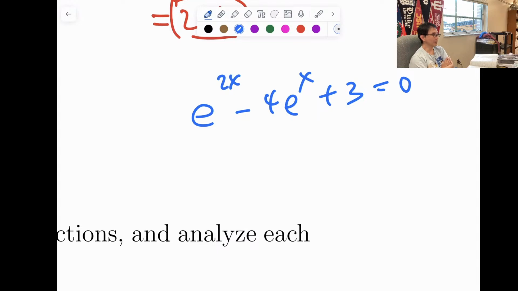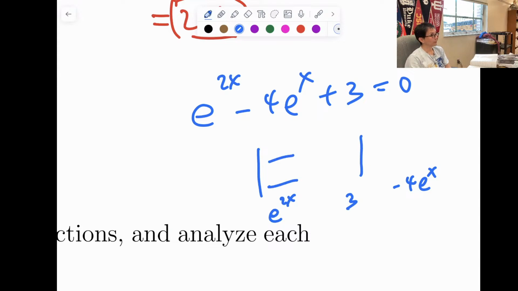So the thing is, sometimes you have e to the 2x and there's a 3 and there's a 4e to the x. Do you see that? What needs to be here? E to the x and then e to the x because the exponents add, right? E to the x times e to the x is e to the 2x, not e to the x squared. Does that make sense? And this is 3 and 1. This is going to be 3e to the x. This is e to the x.